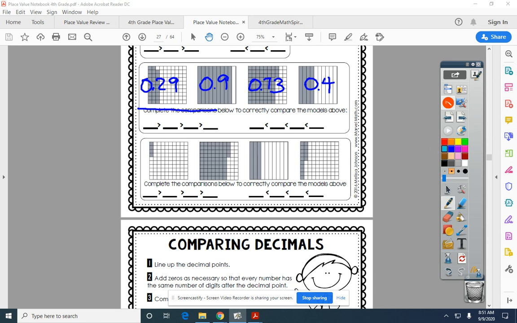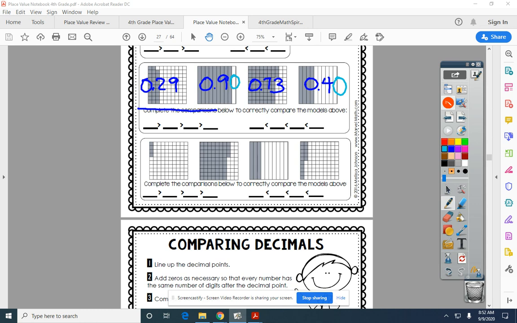So I make them all look good. So 9 needs another one, so it's really 90, right? And 4 needs one, so it's 40. Okay? Does that change the value of the decimals? No, it's still the same amount, right? Now I'm gonna think of it like money. Okay? I got 29 cents, 90 cents, 73 cents, and 40 cents.